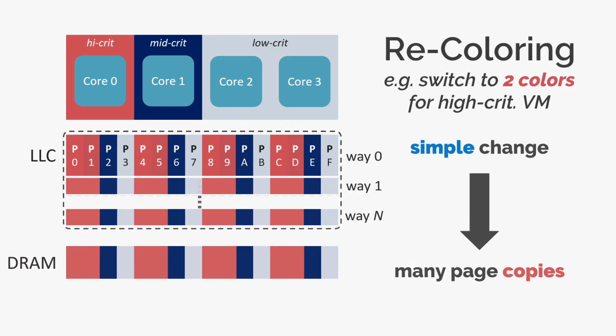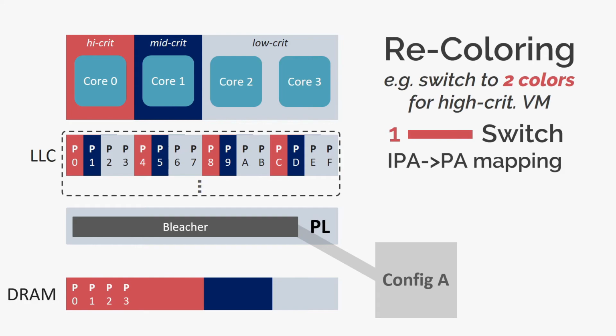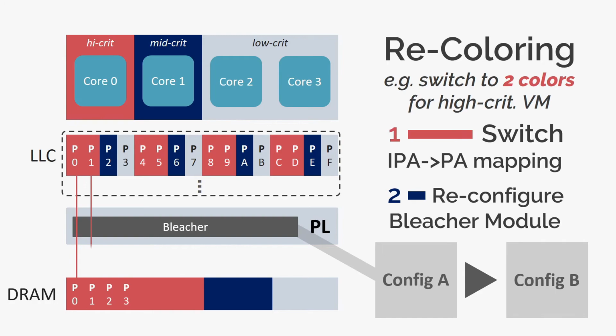But if we do have a bleacher, then essentially it's very simple because we can go from a configuration A where we have this scheme of mapping physical memory to DRAM. And then the only thing we have to do is essentially switch the mapping at the level of the hypervisor to enforce the new cache partitioning scheme. And then we change the configuration of the bleacher module so that now the new mapping established by the bleacher is something that looks like the one in the picture.